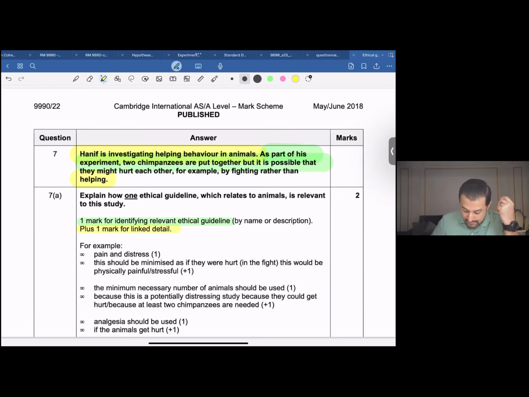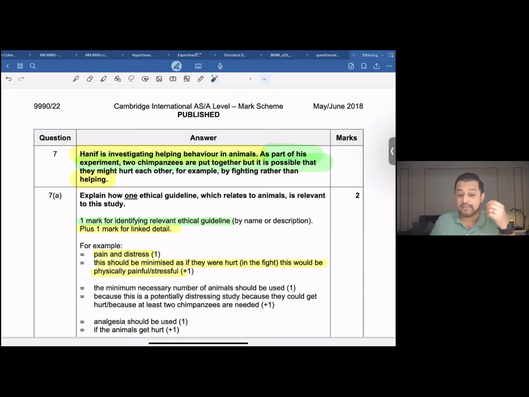So an example could be pain and distress. Of course, if animals start fighting with each other and they end up hurting each other, that would cause them pain. That would be distressful for them. So this should be minimized, as if they were hurt in the fight, this would physically be painful and stressful for them. So you get the first mark, you get the second mark.